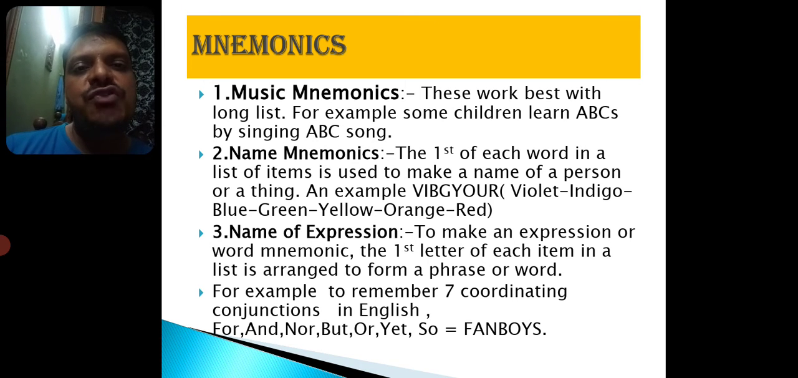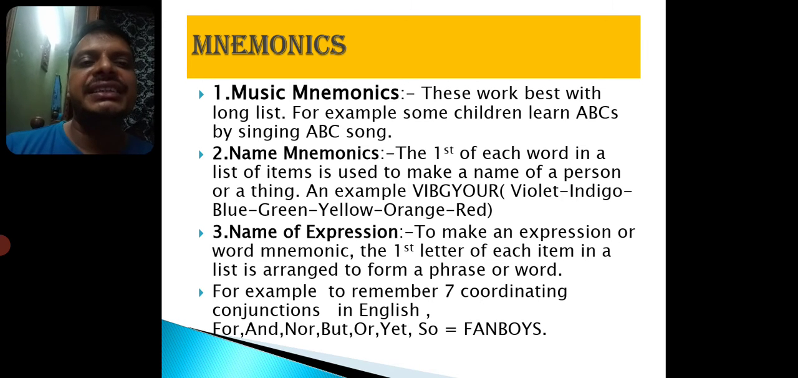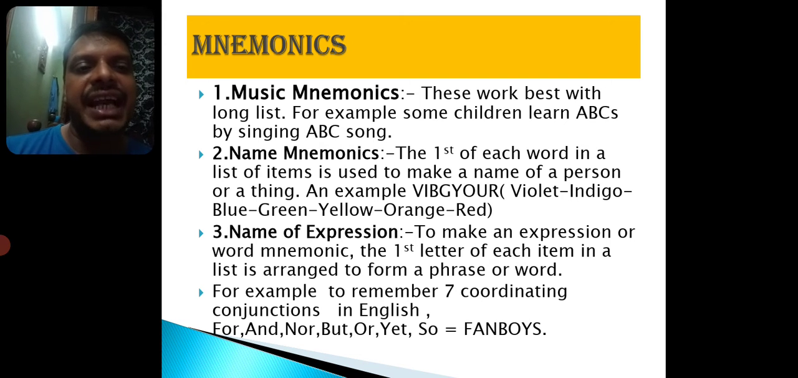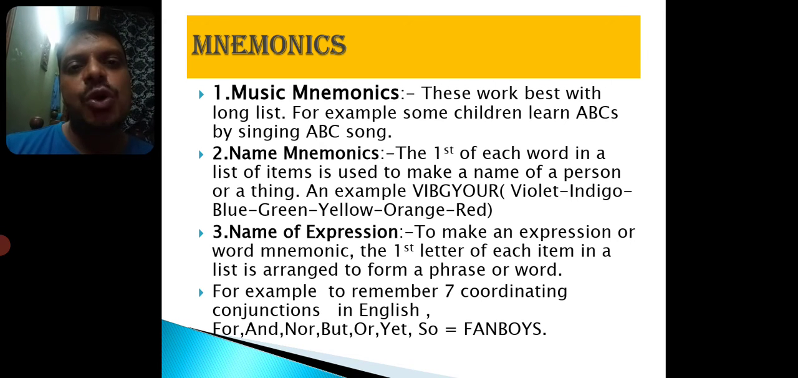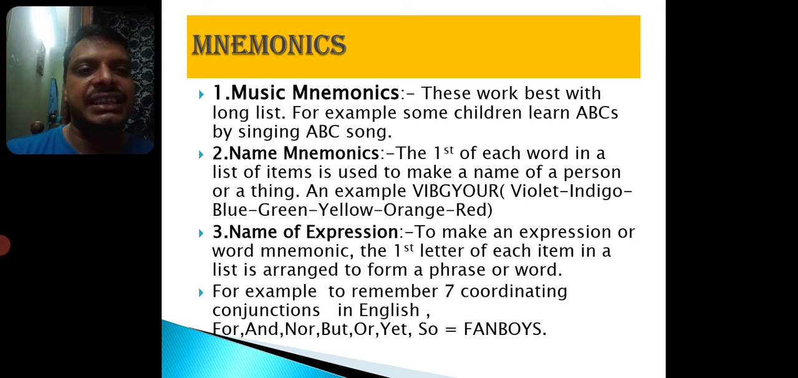Third one, expression mnemonics. To make an expression or word mnemonic, the first letter of each item in a list is arranged to form a phrase or a word. For example, we take in English the 7 coordinate conjunctions: for, and, nor, but, or, yet, and so. Simply we can write them with the first letter of every conjunction word. We can form a word called fanboys. So with this word they can remember the 7 coordinate conjunctions.